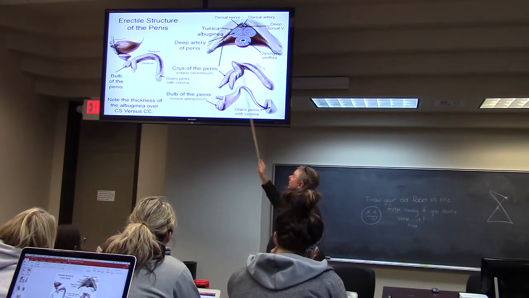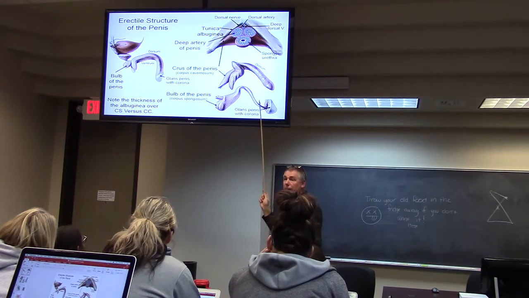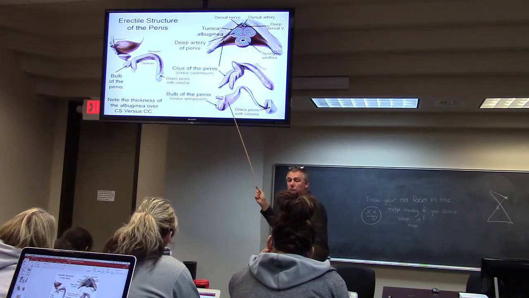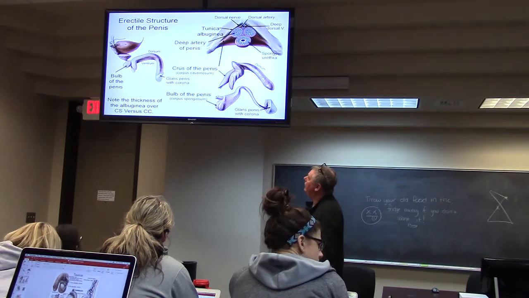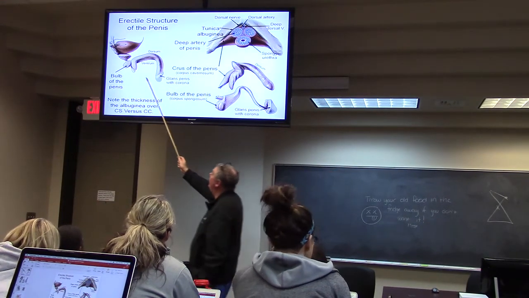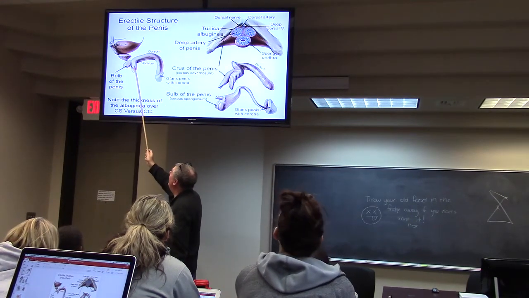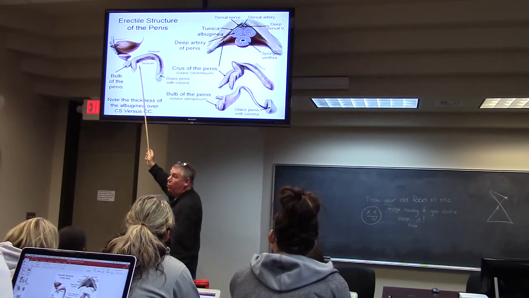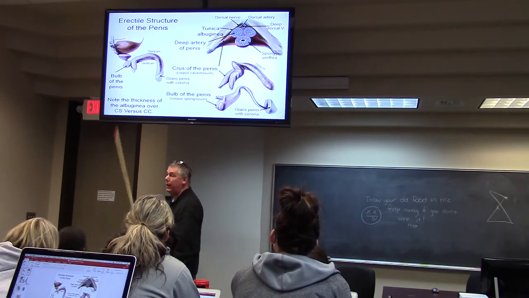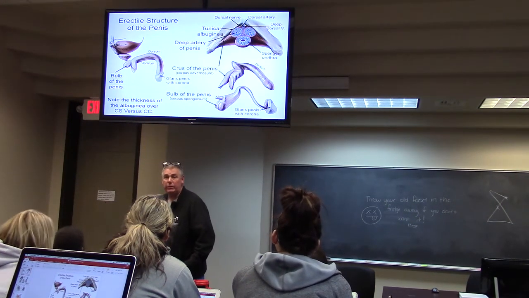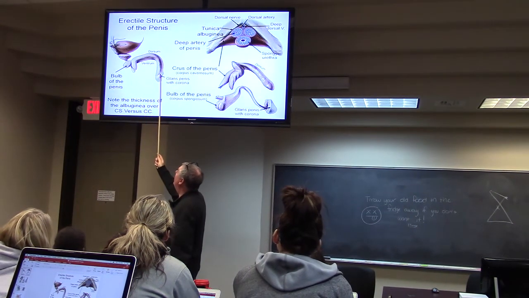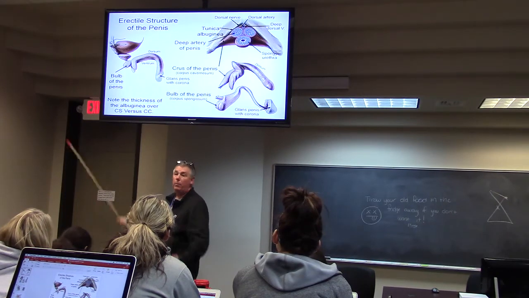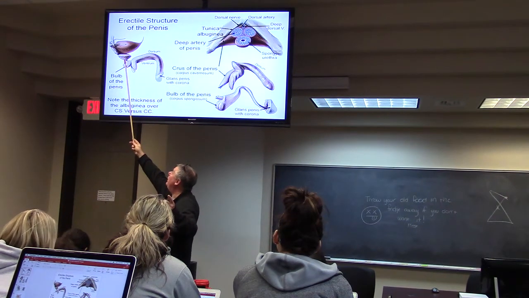You won't be able to dissect this away today, but that's how it's structured. Any questions about that? So you put it all together here: there's the bulb, here are the two crura, or that part that's adherent to the ischiopubic ramus. Together they form the shaft and glans. Above that is going to be the prostate.